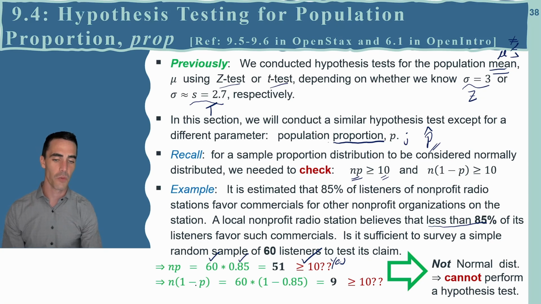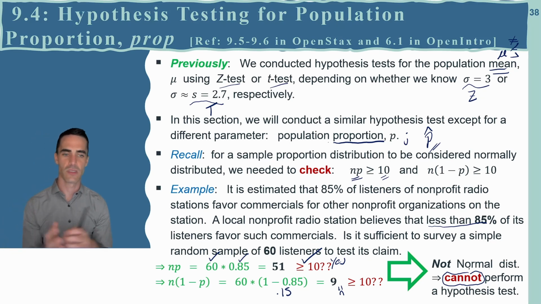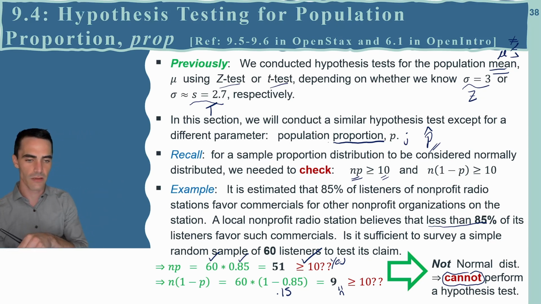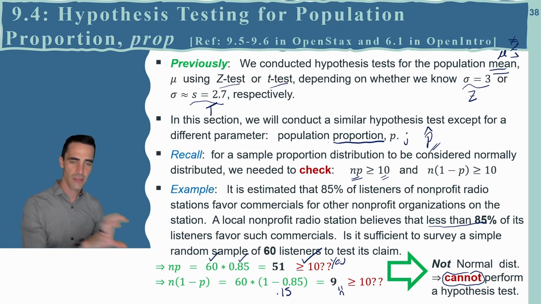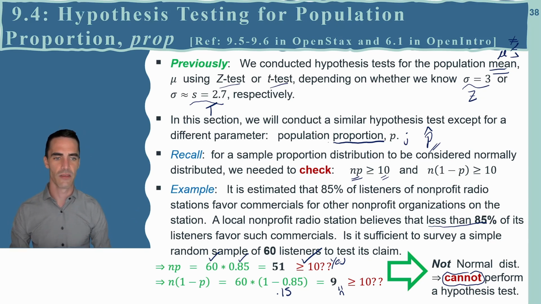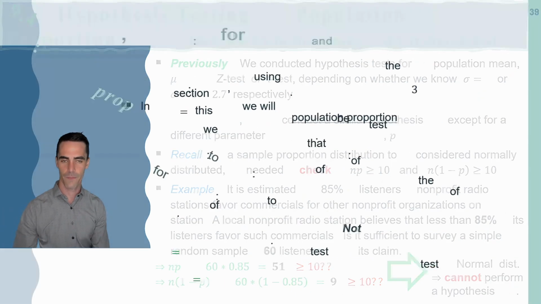Unfortunately, if I do n times 1 minus p, I get 60 times 0.15 or 15%. Bummer, I get 9, so I have a fail. I cannot perform a hypothesis test based on such a small sample, or at least small relative to my proportion. And so it's something we need to be careful of. As we generate these hypothesis tests, just like when we build confidence intervals, we need to make sure we have a representative sample, and proportions are much more sensitive than sample means are.